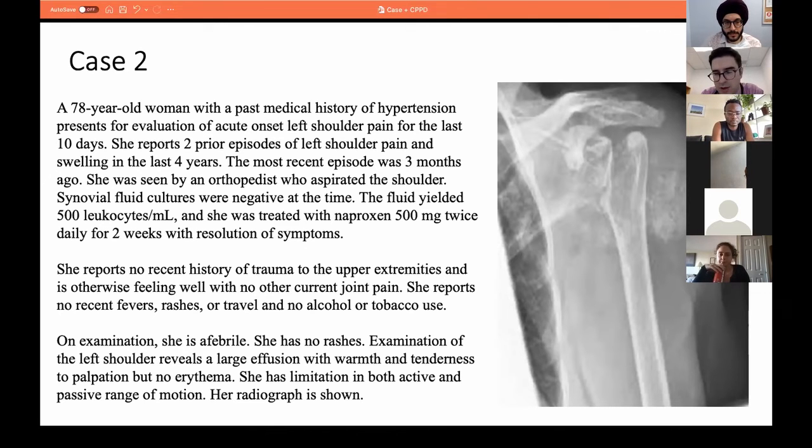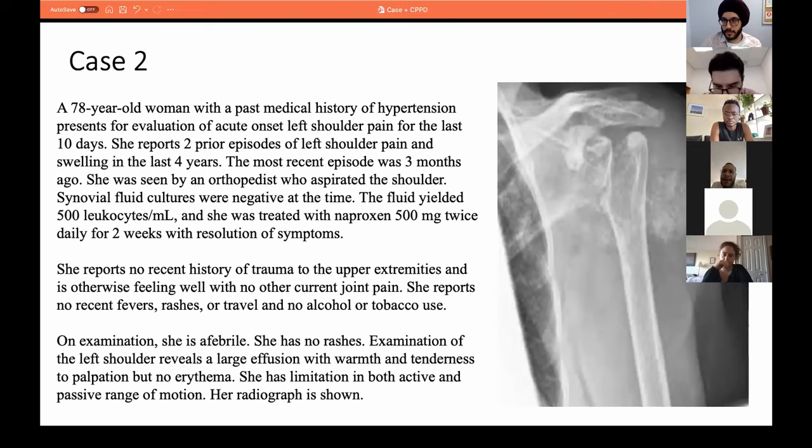The radiograph is shown. Can somebody read this radiograph? What do you guys see here? Come on, don't be shy. Christopher, can you help us? There is destruction of the head of the humerus. There is also narrowing of the glenohumeral joint with destruction of the humeral head. Yep, you're going in the right direction. What else do you see?